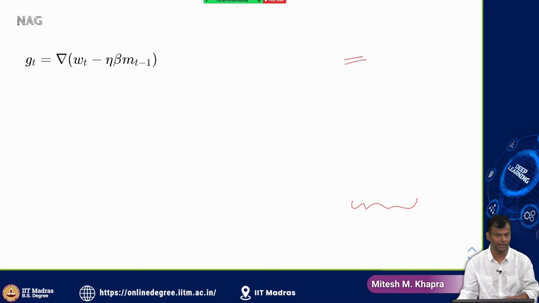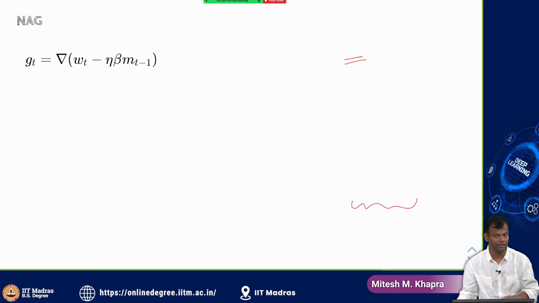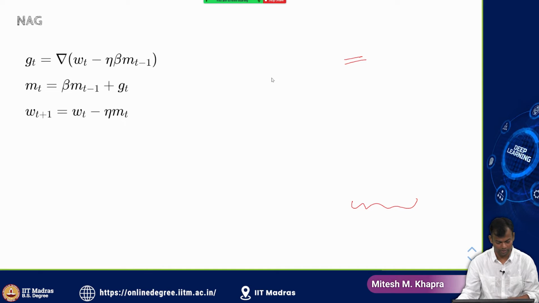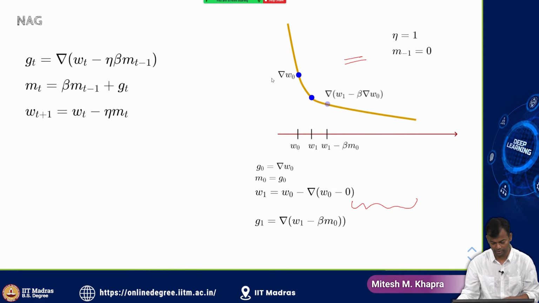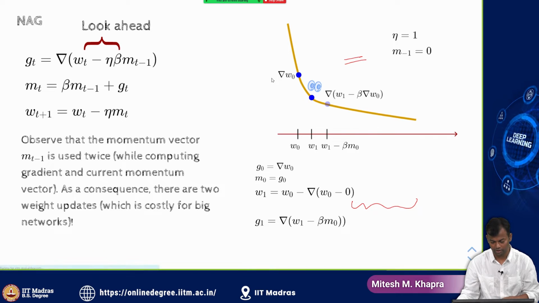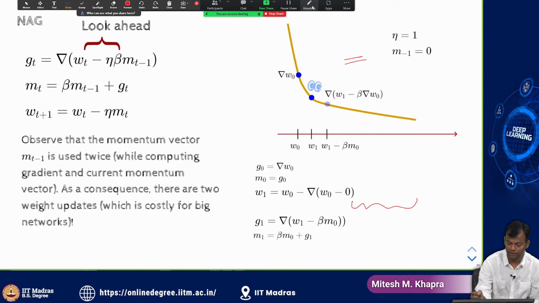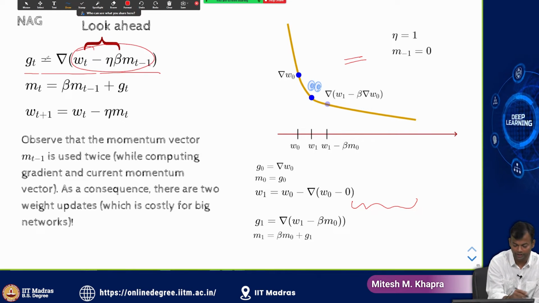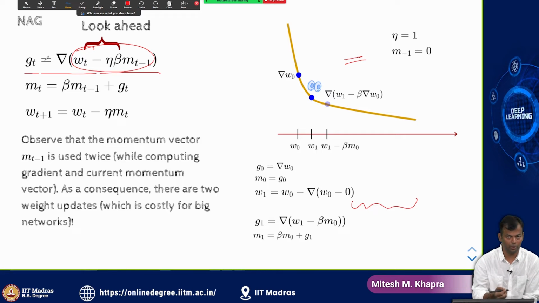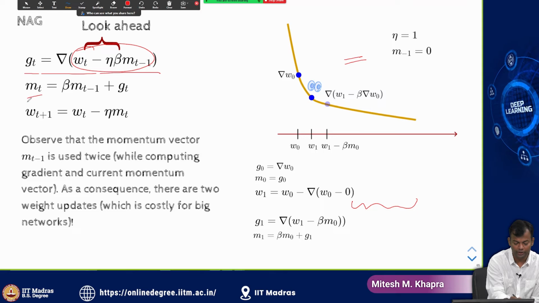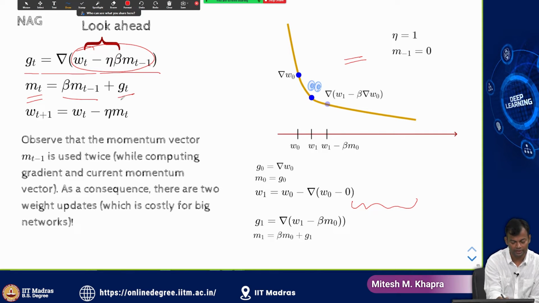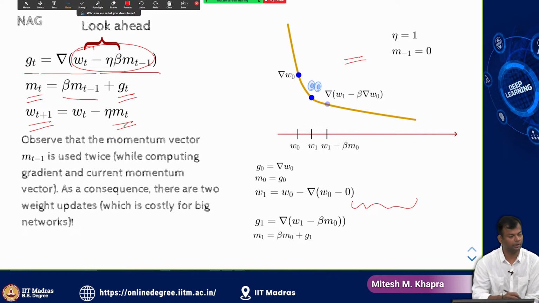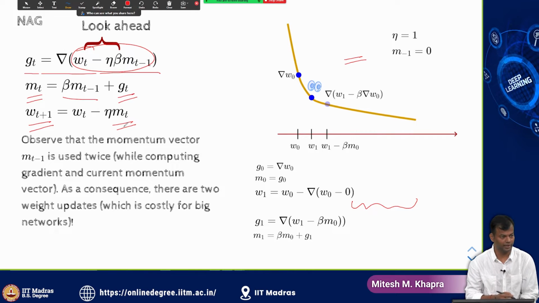So this is what we were doing in NAG. We were computing a quantity called g_t, which was the gradient. Okay, let me just write down all the equations first, and then that becomes easier for me to explain. I'll now walk you through the slide. So we were computing the gradient at the look ahead value, right? And once you compute the gradient at the look ahead value, then you were computing m_t as the history plus the gradient at the look ahead value, and then you were updating the new value as this updated history, right? That's what you were doing.